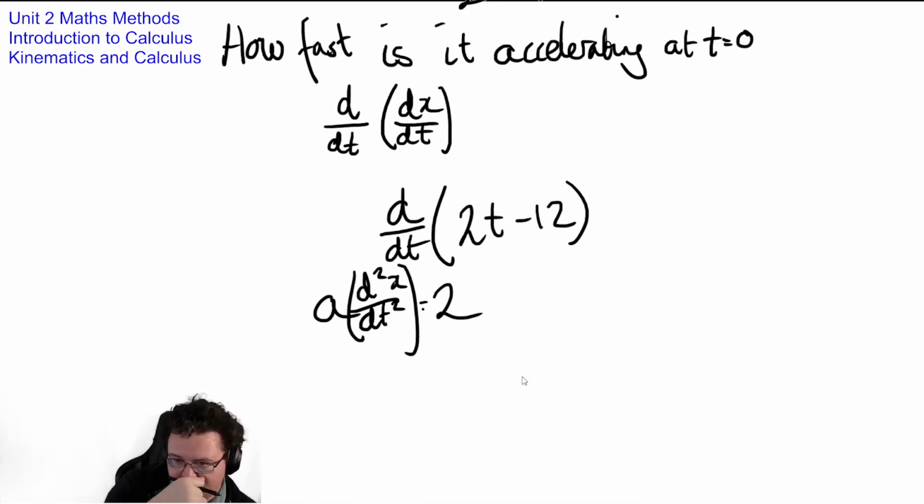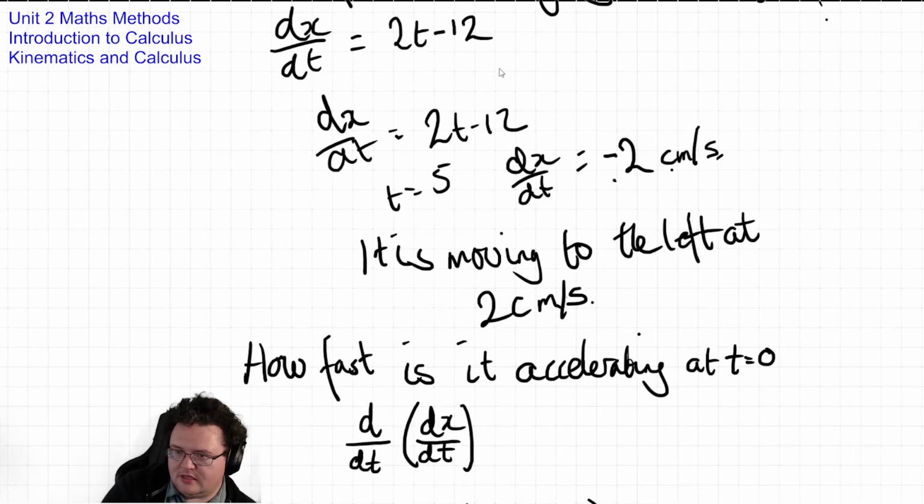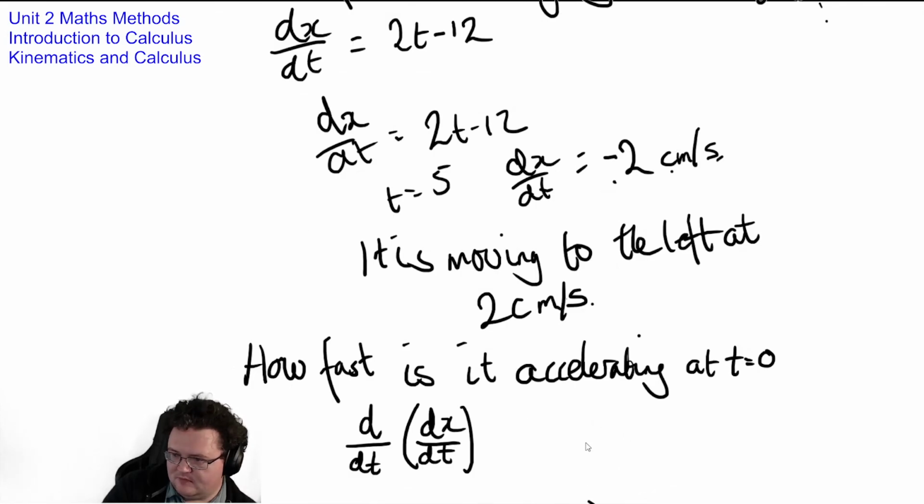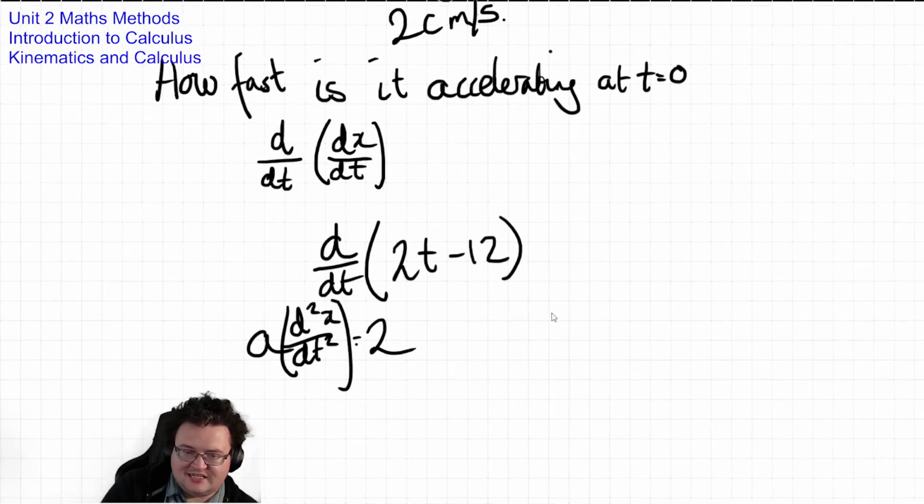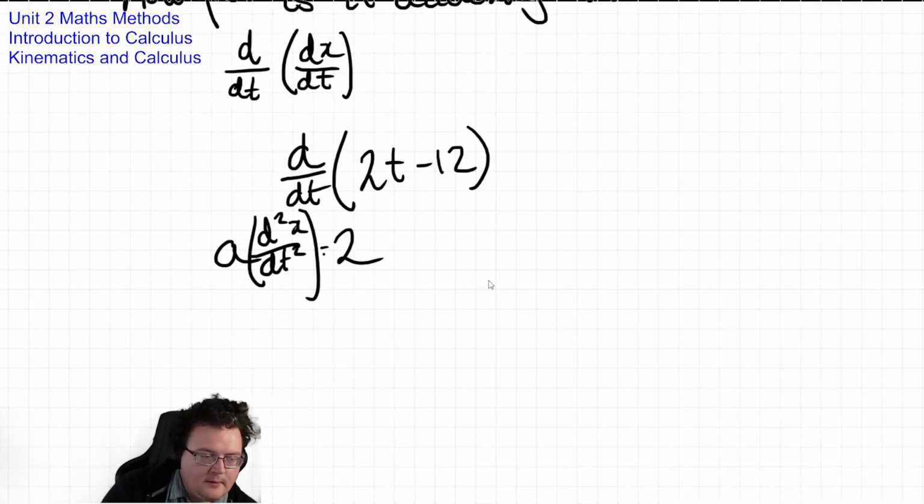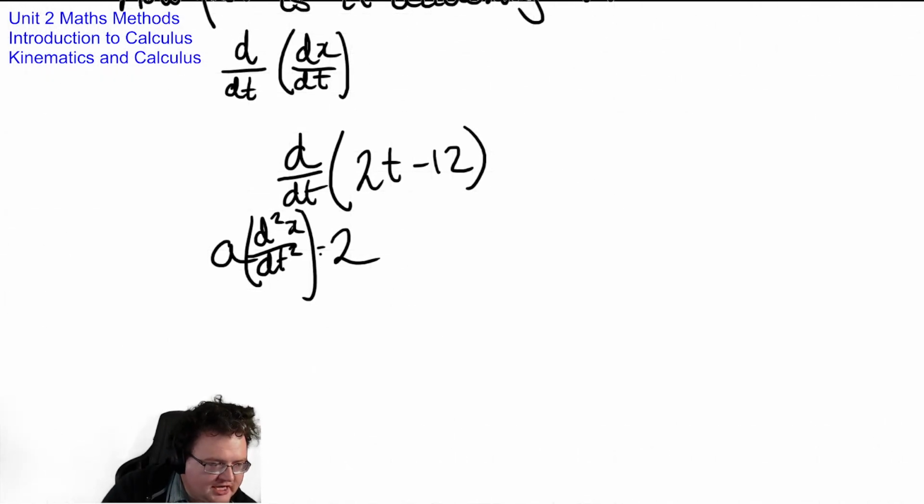No, there's no t. It is constantly accelerating at 2 centimeters per second squared. So that means its speed is always going to be changing. Sometimes it's going to be faster, sometimes slower, sometimes it doesn't look like it's going to accelerate at all. But it will constantly keep changing.